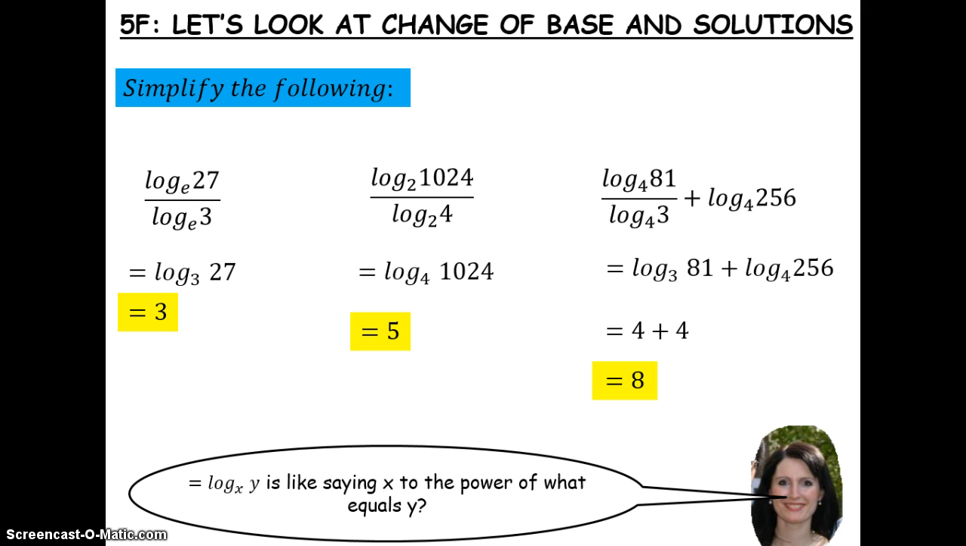So log_x y is like saying x to the power of what equals y. So when we have log_3 27, it's like saying 3 to the power of what equals 27.